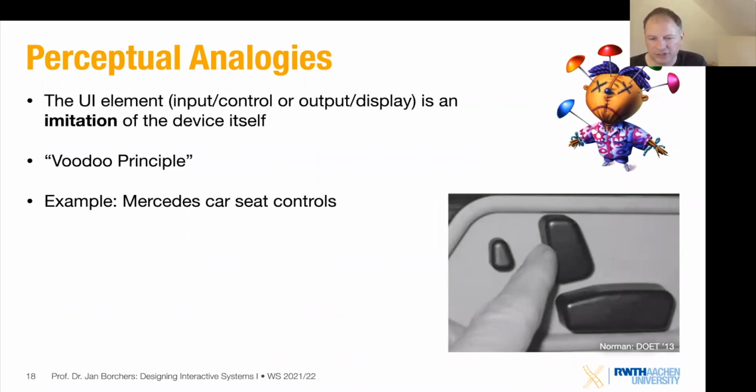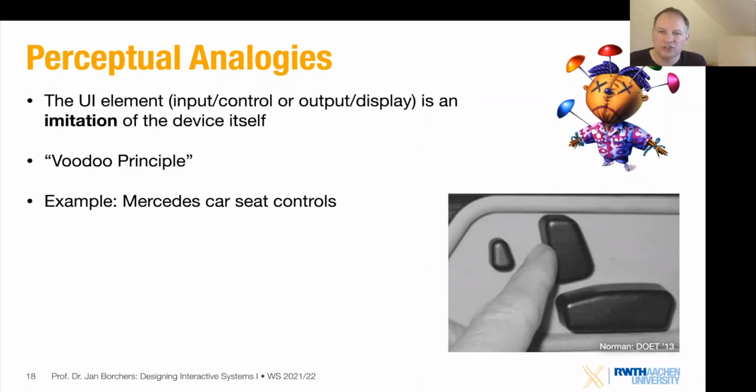An example here that you'll also find in the Design of Everything's book is this Mercedes car seat control. This is the control that you find like in the door, for example. And if you look at it, it's a tiny car seat, right? And if you take the little backrest from that tiny car seat and push it forward, that's actually going to tilt your actual car seat backrest forward.